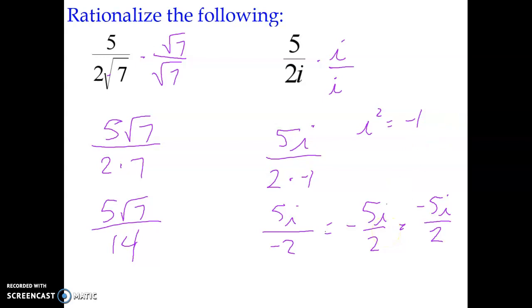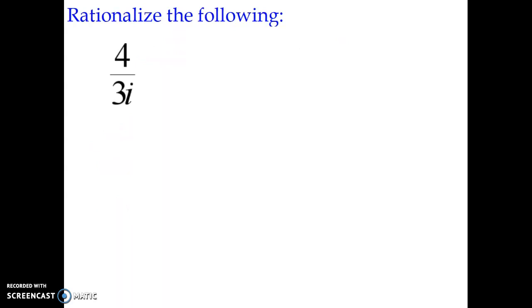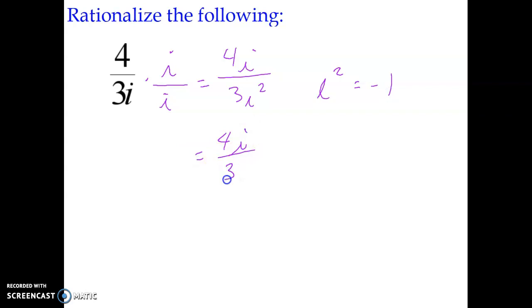Okay, let's try another one. All right, let's look at this one. Okay, so I can't have that square root in the denominator, right? Remember that i is a square root in disguise. So to get rid of it, I'm going to multiply by i over i. Now in the numerator, I'm going to end up with 4i. And in the denominator, I've got 3i squared. But I remember i squared is equal to -1. So I can just replace that: 4i in the numerator, 3 times -1 in the denominator.